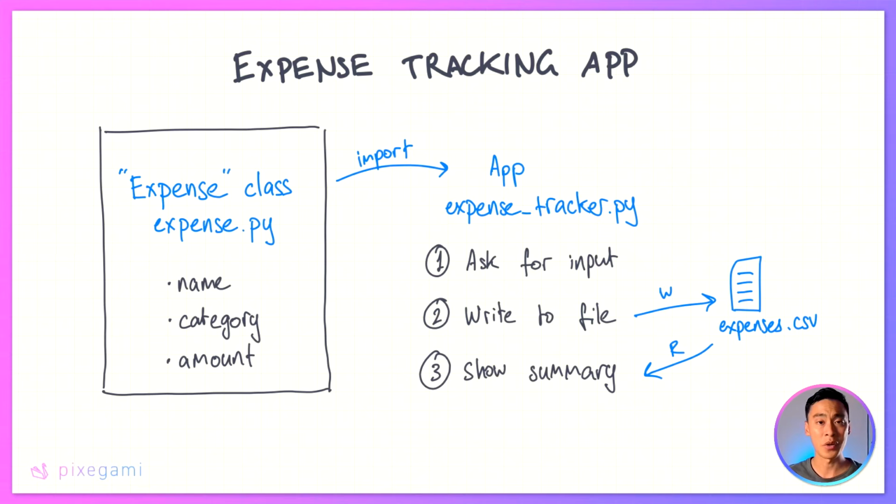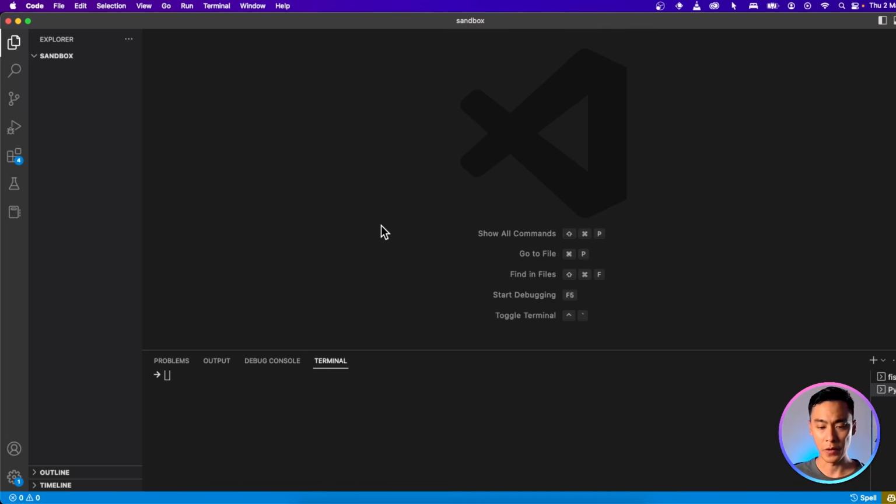And then after that, we want to show the summary. So we have to read all the information from the file and then do some math to get the totals and show how much budget we have left for that month. So keep this plan in mind, and you could even add to this or write your own plan if you want, but it's important to have a plan when you start writing the code. All right, let's hop over to our editor and get started.